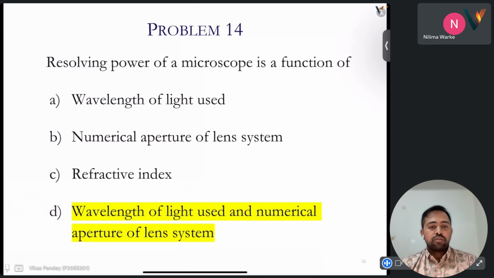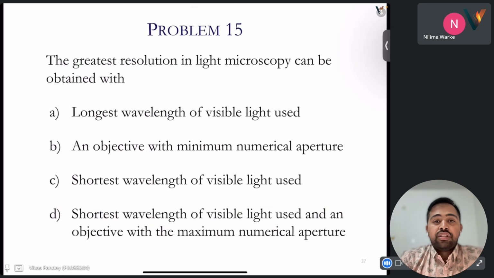So resolving power of a microscope is a function of both the wavelength of light used and the numerical aperture of the lens system. The greatest resolution in light microscopy can be obtained with the shortest wavelength of light and maximum numerical aperture. So just now we discussed: shortest wavelength and maximum numerical aperture.